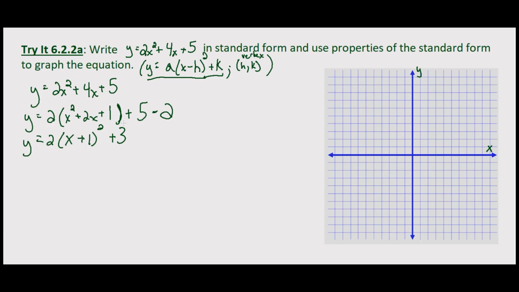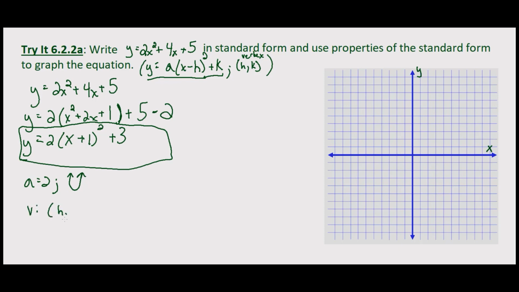Now we're using the properties of the standard form, of the vertex form. So what does that mean? That means since a equals 2, here's our standard form, y equals 2 times (x plus 1) squared plus 3. That's in this form up here. Since a equals 2, that means that the parabola is going to open up. And it's also going to be narrower than if a were just 1.